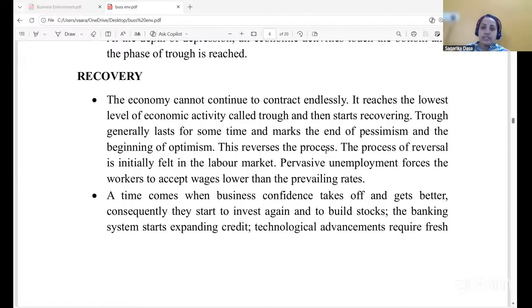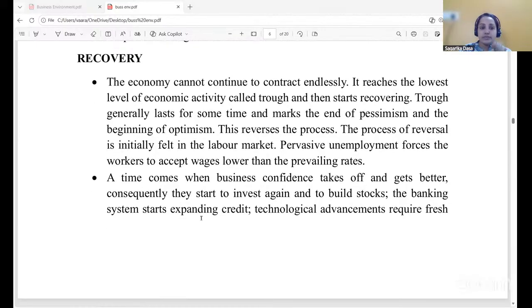Just as a cycle is round, the business cycle also has a circular motion: after reaching one phase to another phase, it will continuously keep on revolving. It won't stop at any particular phase of the business cycle.